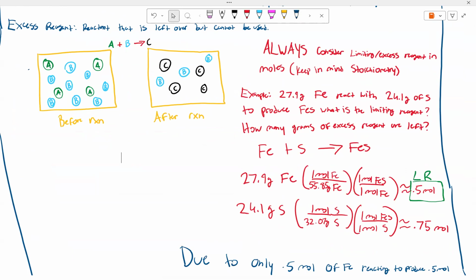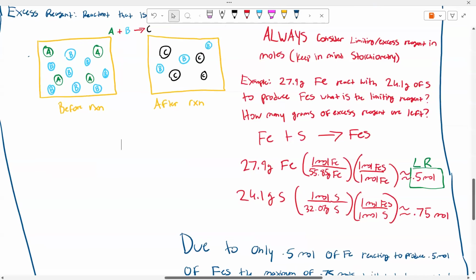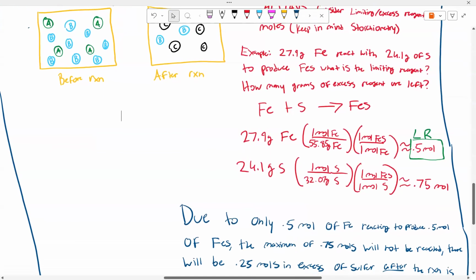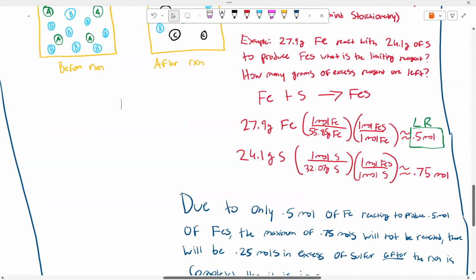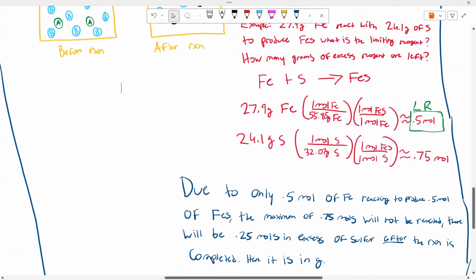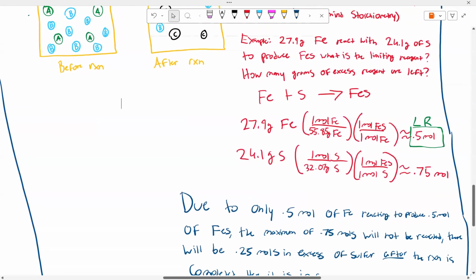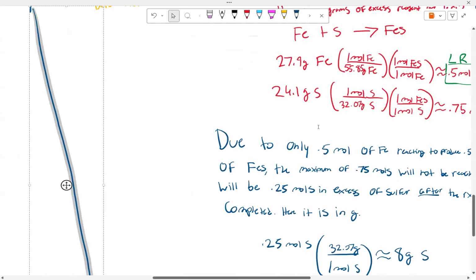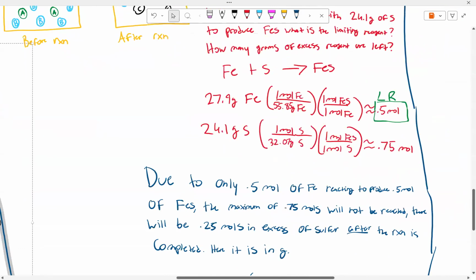So for an example, I have 27.9 grams of iron, which will react with 24.1 grams of sulfur to produce FeS. Which is the limiting reagent, and how many grams of excess reagent are left? So over here, it's pretty simple. In my balanced equation, there aren't any coefficients that I need to add. It's just a simple combination reaction. So I have iron plus sulfur is equal to FeS.